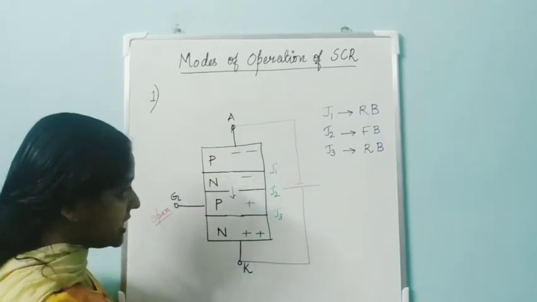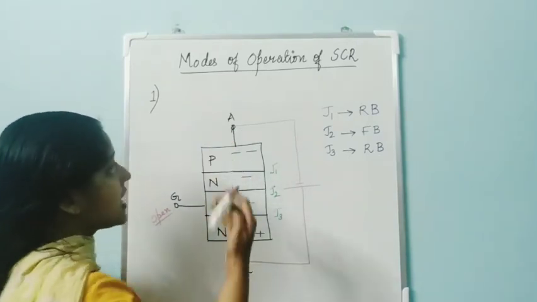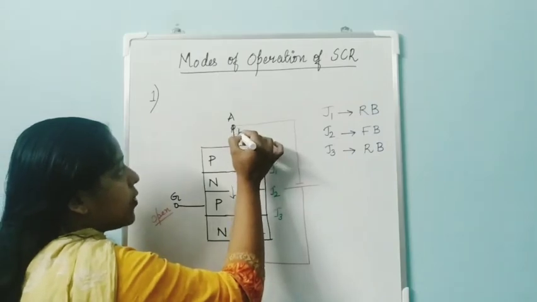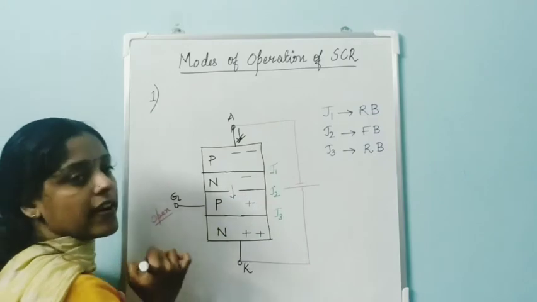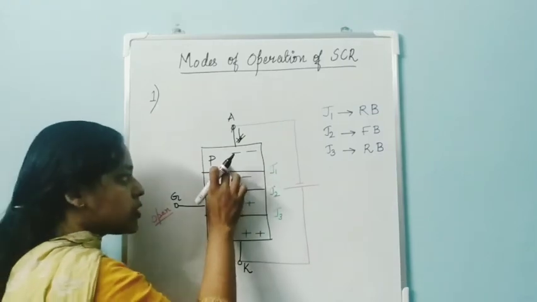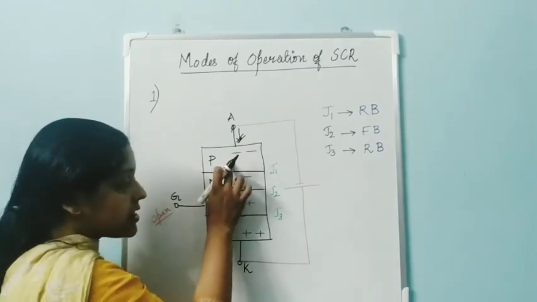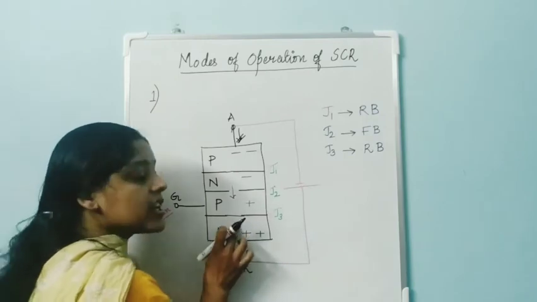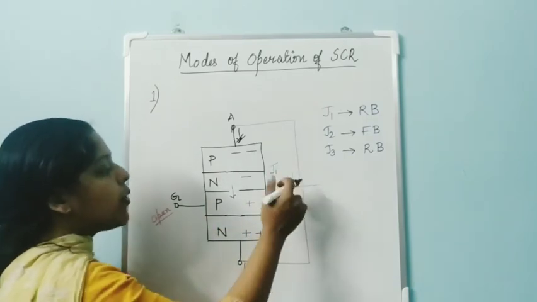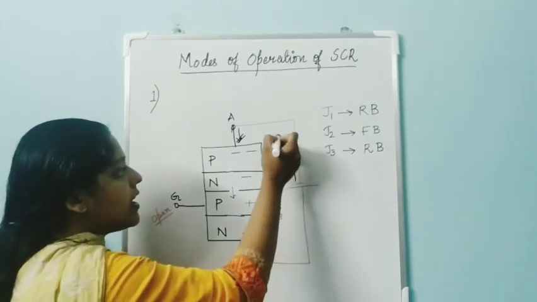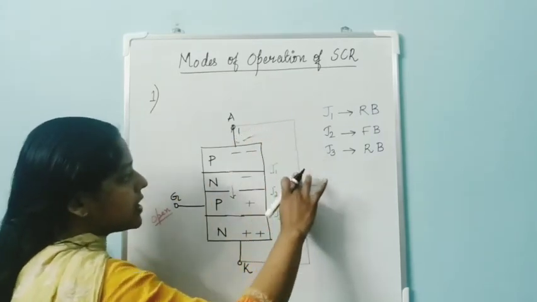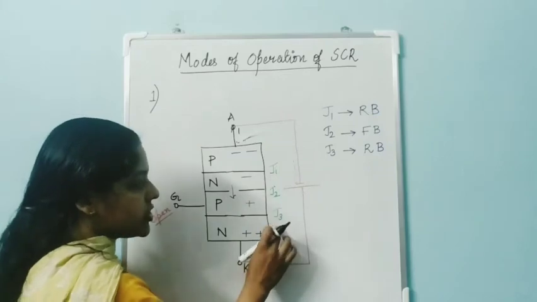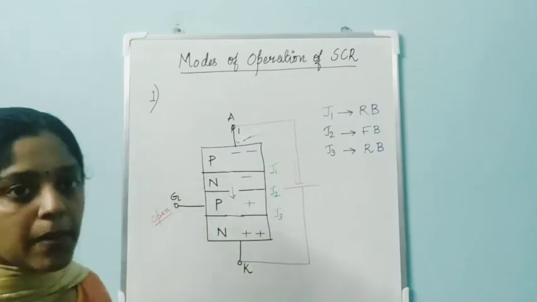So what does that indicate? It indicates here no current will be flowing through this device. Why? Because junction J1 is reverse biased, junction J3 is also reverse biased. No current from this terminal can flow. No current can flow. Why? Because this junction J1 and junction J3 are reverse biased.